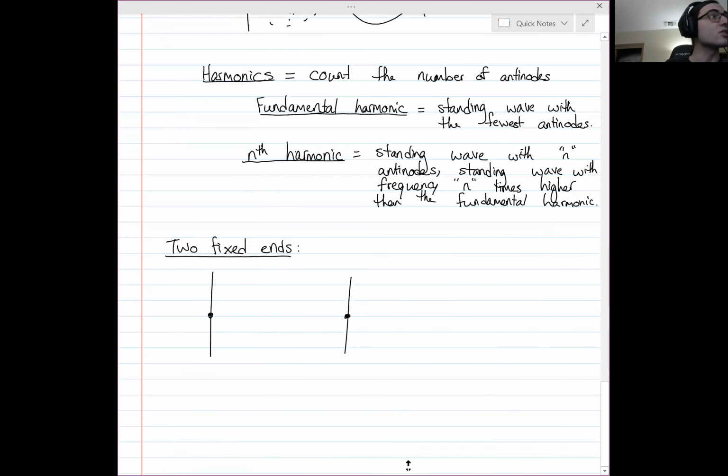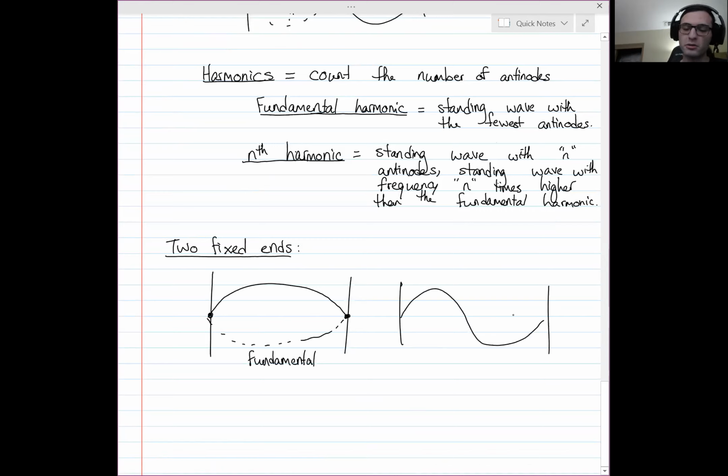So the fundamental would look something like this. It would just oscillate up and down. We know it's the fundamental because it has the fewest number of antinodes. It has 1. We can also look at the same system, two fixed ends, but a higher harmonic. This would be probably the most obvious one, but it is in fact the second harmonic.